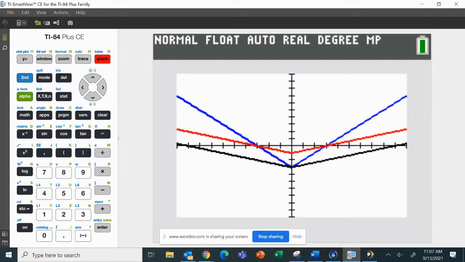Okay, so this is the thing that I think is maybe the most confusing. Wait, can you get the fraction again? Alpha and then y equals, enter. Did it work? Yes. Okay.